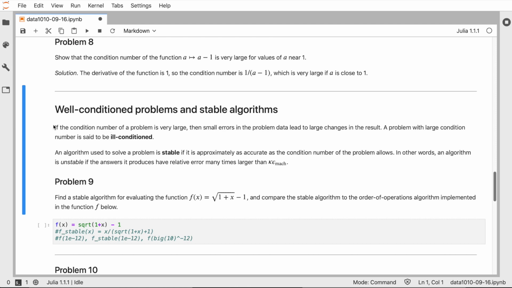So if the condition number of a problem is large, then that means that even if you solve the problem perfectly, any small errors in the initial data of the problem lead to a large change in the result. So relative errors get multiplied by the condition number when you solve the problem. So that means if the condition number is very large, you're just not going to be able to solve it with high precision. Such a problem is called ill-conditioned. And if a problem is well-conditioned, having a modest condition number, then in principle it should be possible to compute the value without losing very much accuracy.